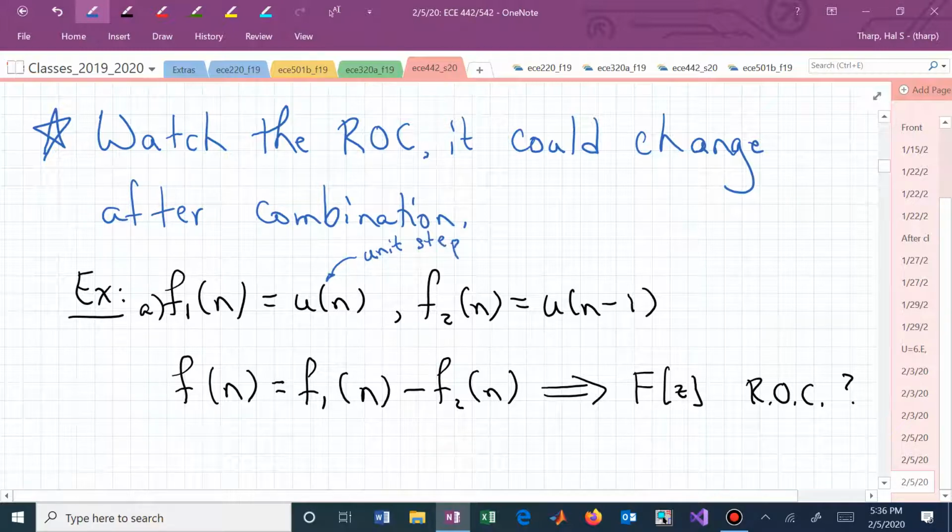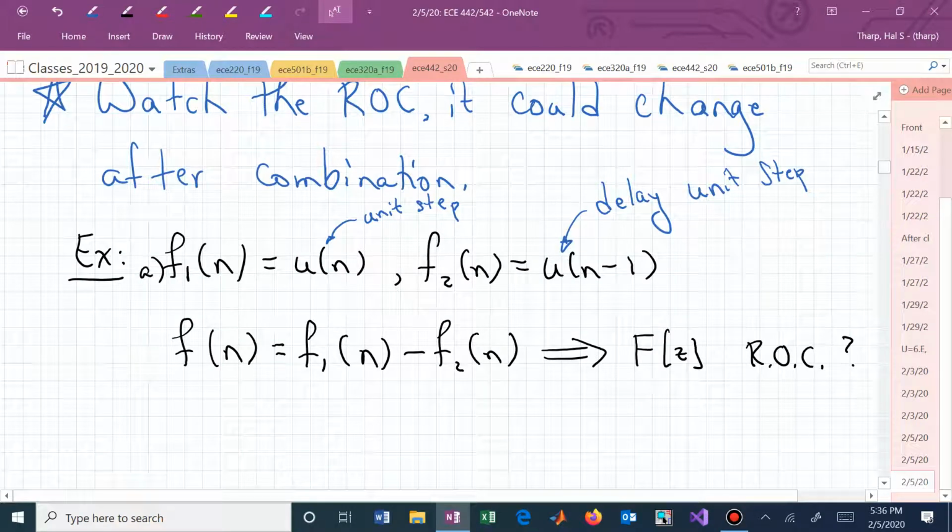And u sub 2 is now u of n minus 1. That likewise is the unit step. It's just been delayed. So this is a delayed unit step.